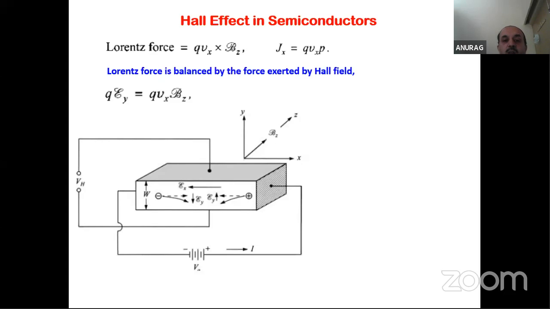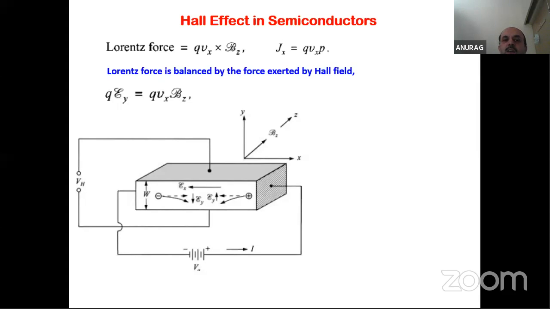And they are feeling a downward force, the Lorentz force, which is in the negative y direction. Due to this, the holes will accumulate on the lower face of this slab. So an electric field will be created in the positive y direction. The Lorentz force pushes the holes towards the negative y direction, and this EY, what we also call the Hall field, pushes them towards the upward face.